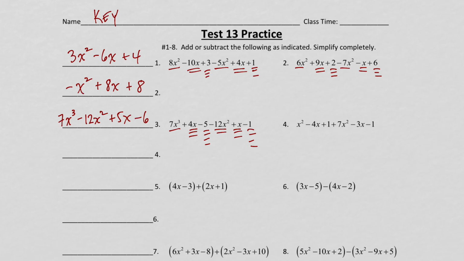Okay, here, this and this are like terms. That adds up to an 8x squared. And this and that add up to a negative 7x. And those add up to 0, so you don't write anything there. That's just our answer.